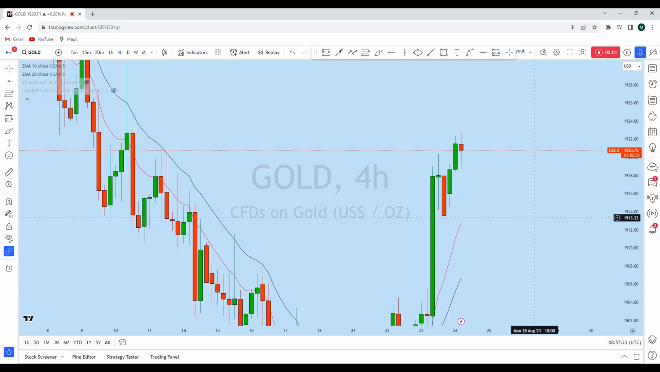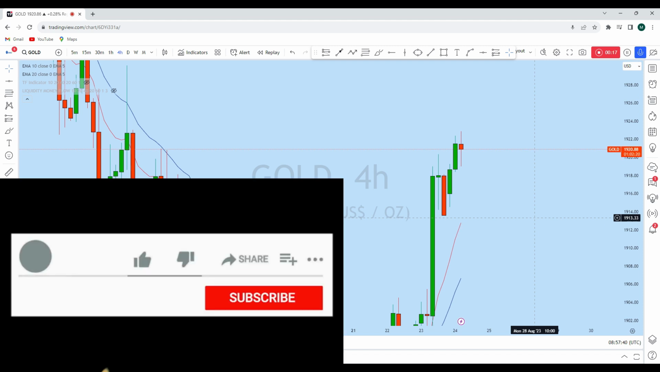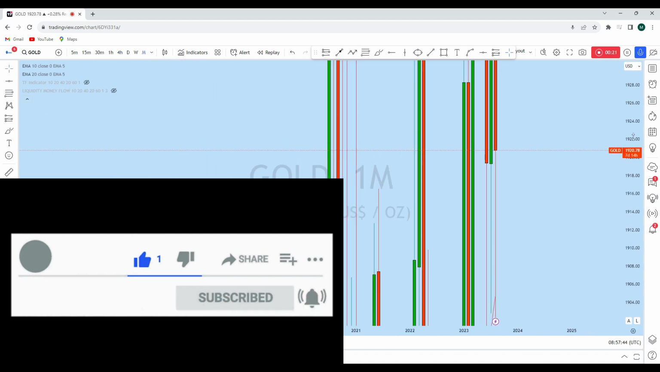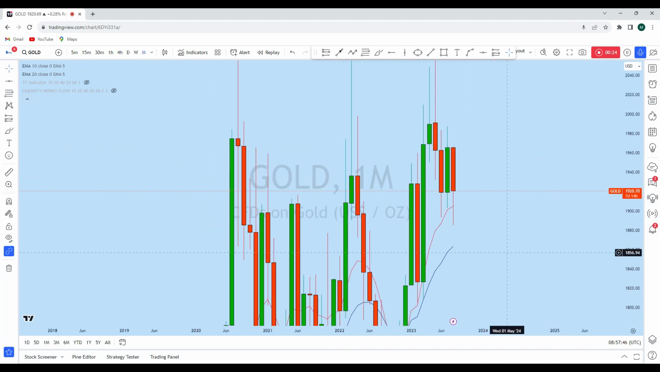Hello trader, I'm going to do a complete multi-time frame analysis on gold. Let's see what kind of trading opportunity we currently have in this instrument. From the lower time frame, we can see that gold is showing significant trading opportunity. Before we discuss how we can trade, first let's look at the bigger picture, looking at the monthly time frame to see the overall picture in the market.